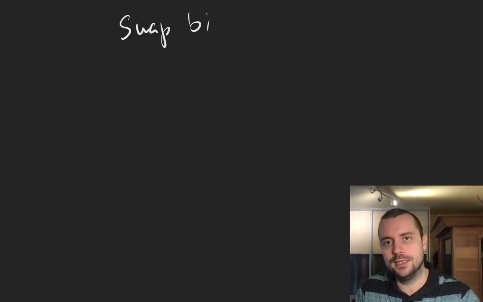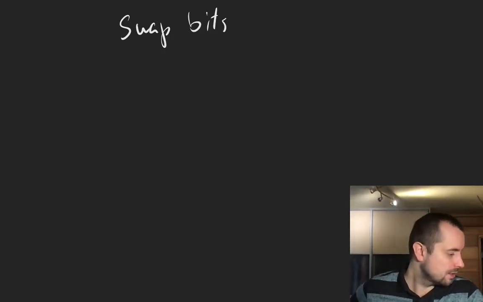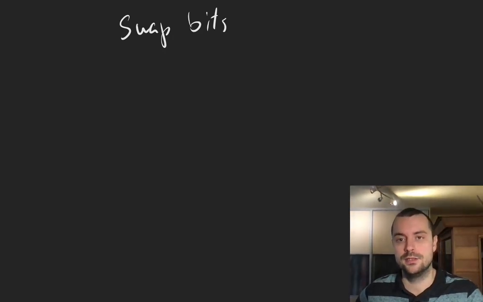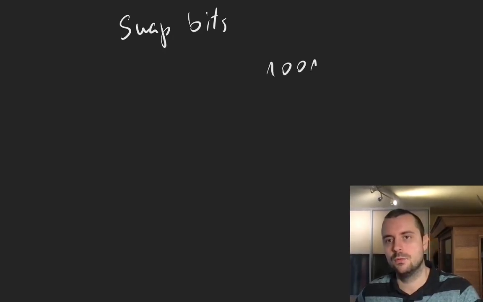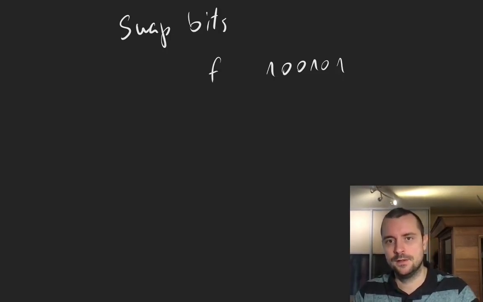Swap bits. Cool. So what the challenge expects from us is we are given a number, let's say 1 0 0 1 0 1. So the function, let's say here is a function. We are given this number, and let's say these are indexes. So this is 0 1 2 3 4 5.